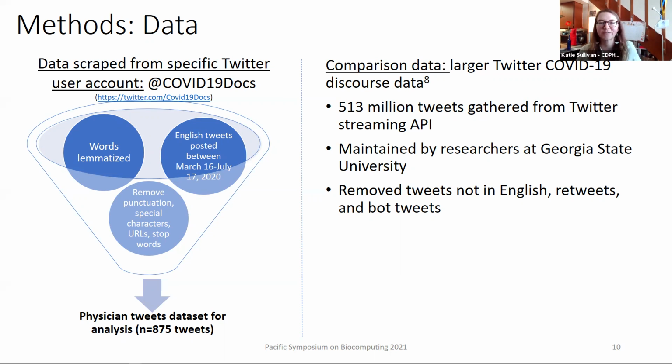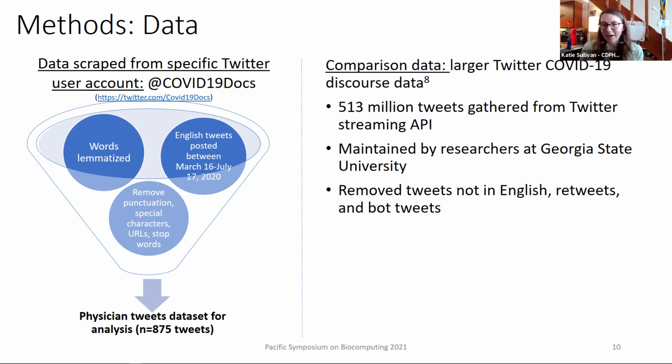So we extracted tweets from this page that were posted between March 16th and July 17th of 2020. All of these tweets were in English, and to prepare the tweets for analysis, this is something we normally do in NLP. Punctuation, special characters, URLs, and stop words were removed and words were lemmatized. And we ended up with about 875 tweets altogether.